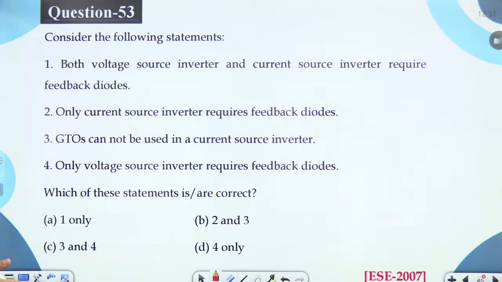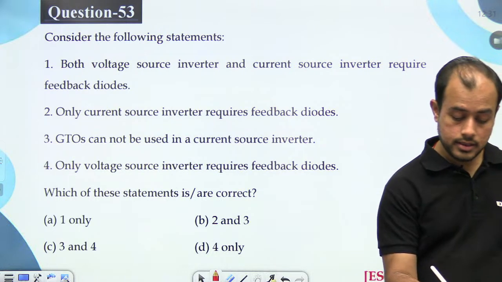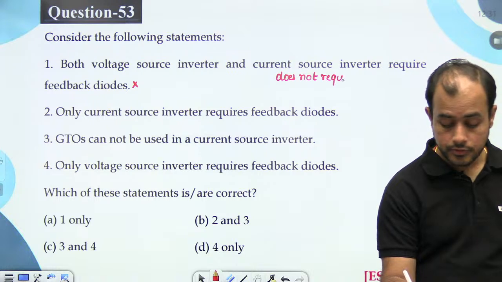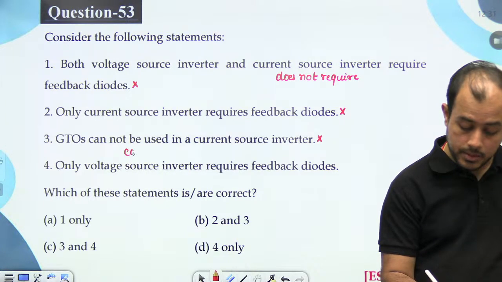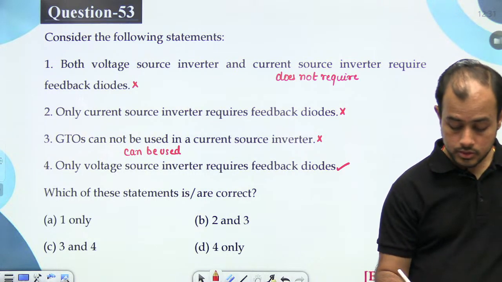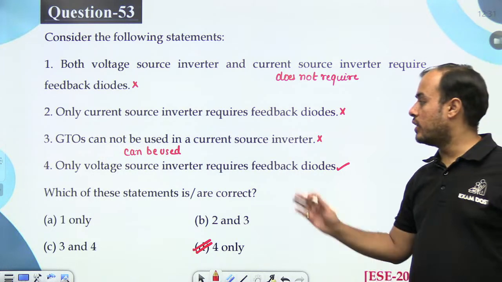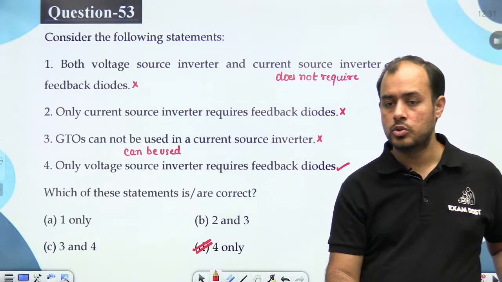Next. Both VSI and CSI require feedback diode. Only CSI requires feedback diode. GTO cannot be used in feedback diode. Only VSI requires feedback diode. Which statements are correct? So, CSI does not require feedback diode. So, the first statement is incorrect. Okay, second is also incorrect. GTO can be used. Usually in CSI, we use thyristors. So, GTO can be used. So, the answer is D. Fourth only. Okay. GTO, why can we use GTO? Because we use thyristors in CSI. So if we are using SCR, then GTO can also be used.